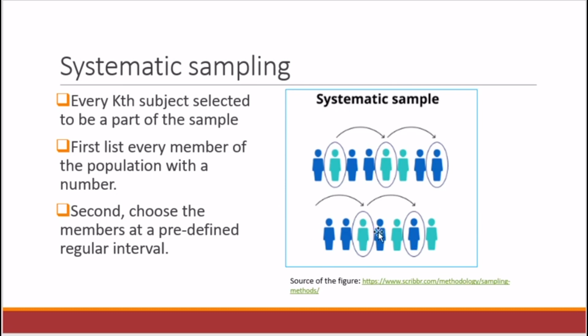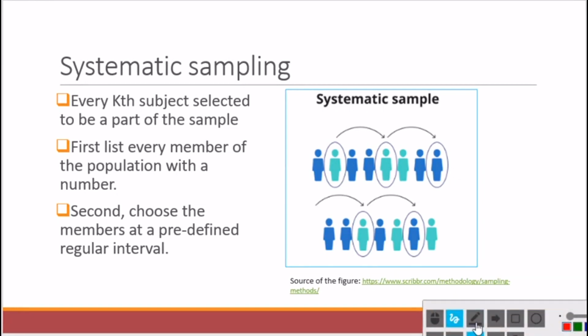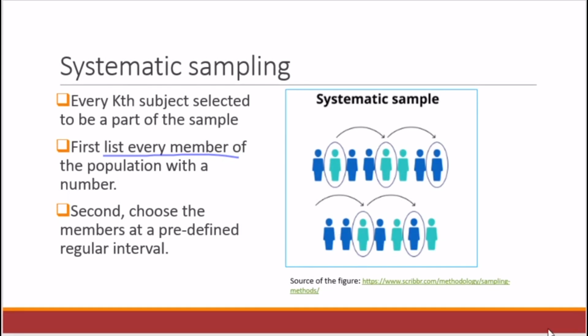In order to do this systematic kind of sampling, first of all, what we need to do is to create a list of every member of the population, and then choose the members at a predefined regular interval, which was 3 in this example. It doesn't have to be 3 always. It depends on your sample size and so on and so forth.